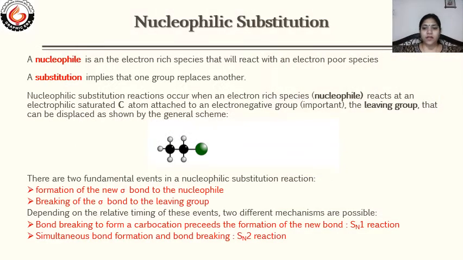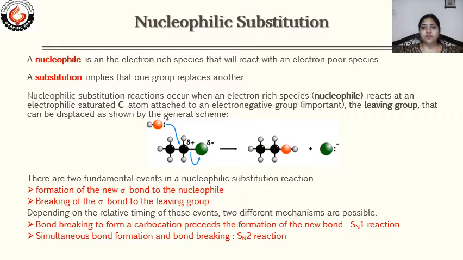There are different types of organic chemical reactions which are divided into four major classes: nucleophilic substitution reaction, electrophilic substitution reaction, addition reactions and elimination reactions. So first we will discuss the nucleophilic substitution reaction.